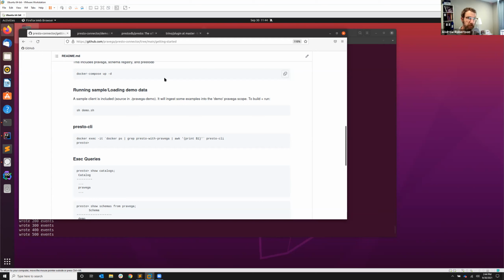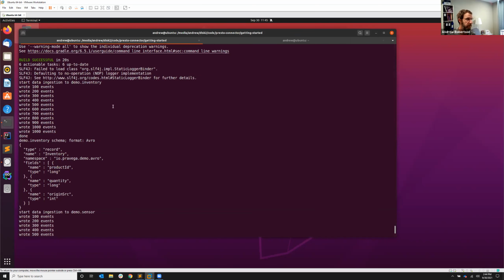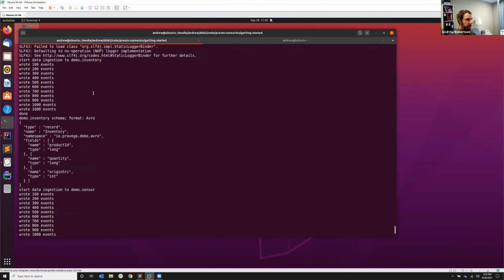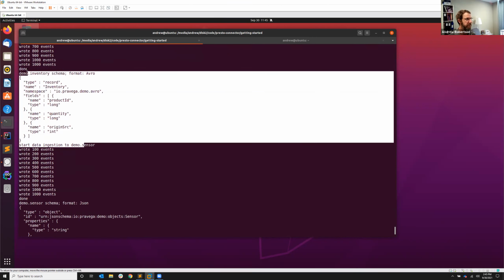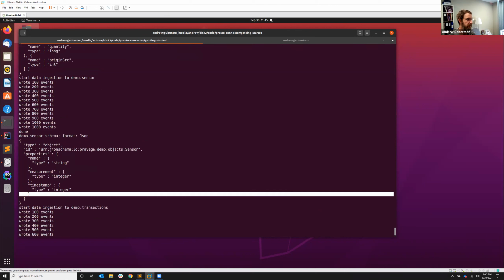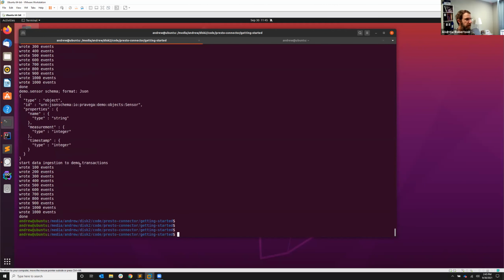And I'm going to show a little bit of the code that explains that. I have already done this. I Docker composed all the services up. It's all running. I ran the demo. I ran event, and it inserted 1,000 sample events for each type. You can see that there are going to be 3. I have demo.inventory, that's Avro, and this is the schema. Demo.sensor is JSON. Here's the schema. It wrote a few events, and then there's this thing called demo.transactions, and you'll note that there's no schema shown, and we'll talk a little bit about that in a bit.